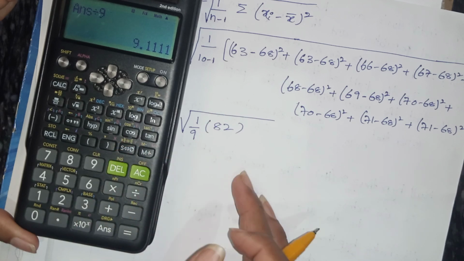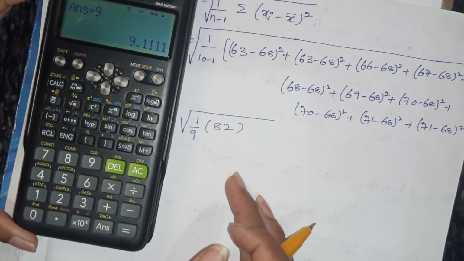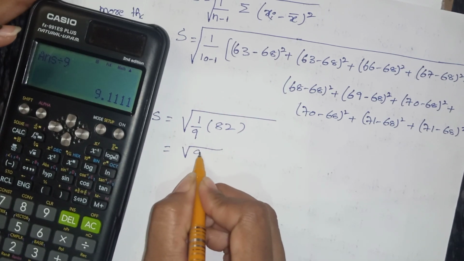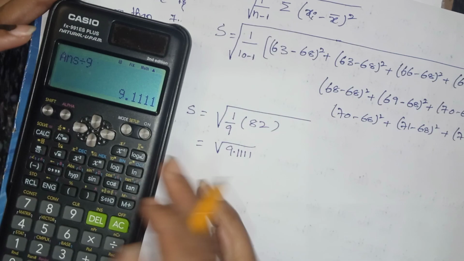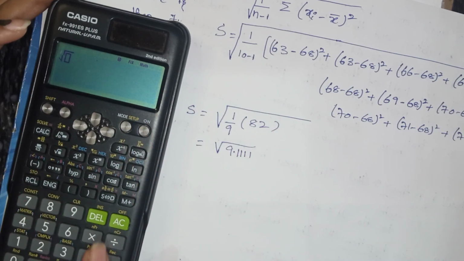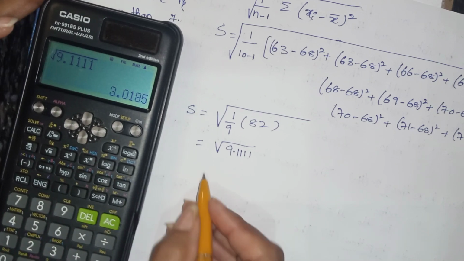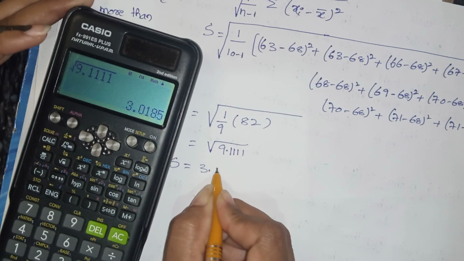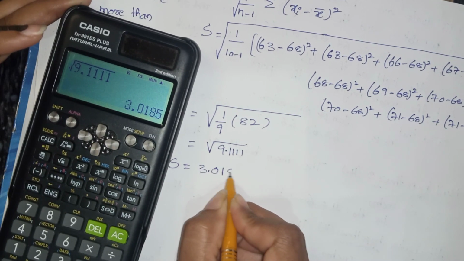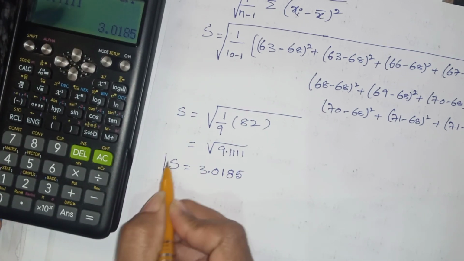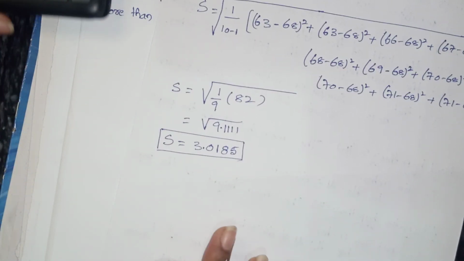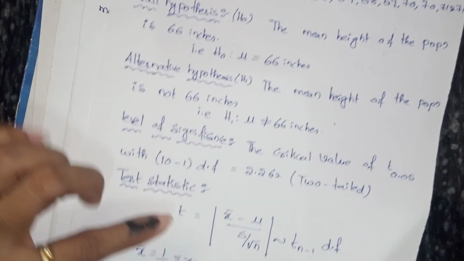So that equals to 9.11. So square root of 9.1111 is nothing but s. How much did we get now? 3.0185 is the standard deviation value. S in the sense what? Standard deviation. So now we have to substitute in this formula.